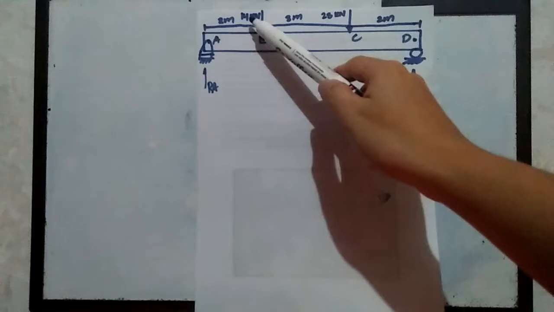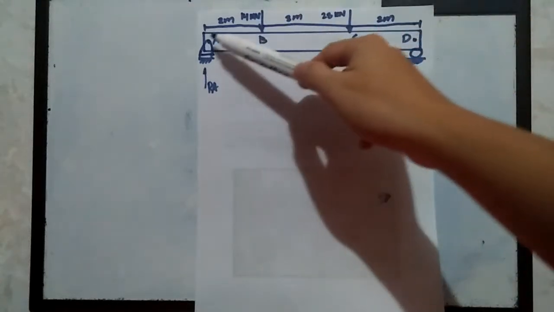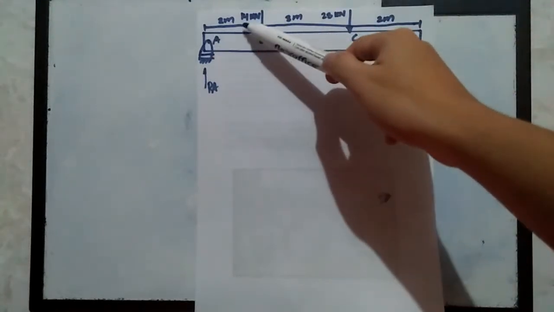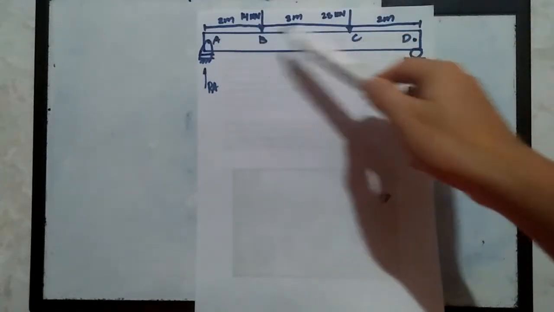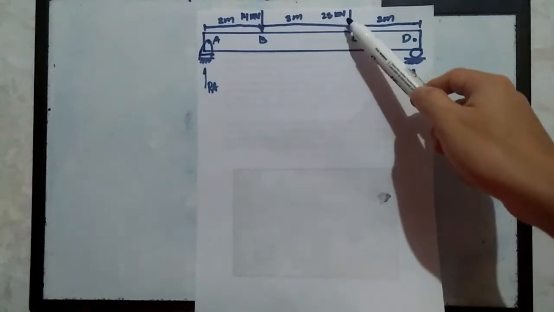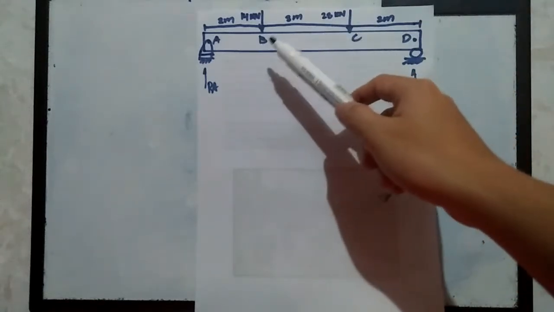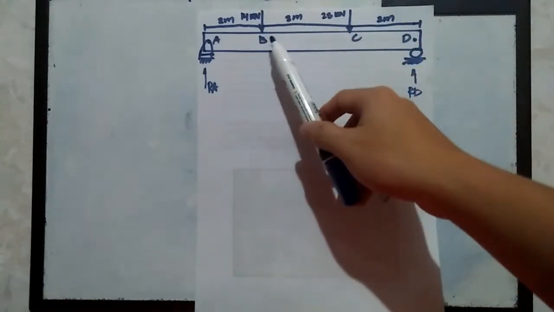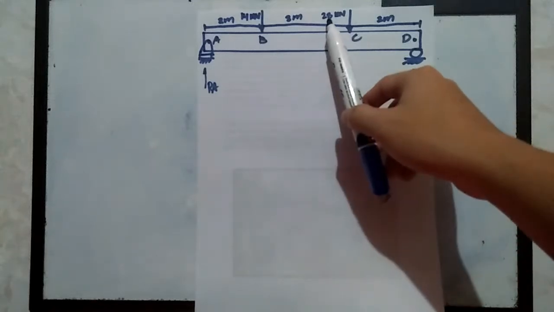Then we have a force acting downward, somewhere between section A to B, equivalent to 14 kilonewtons. And we have 28 kilonewtons exerting a downward force from section B to C.